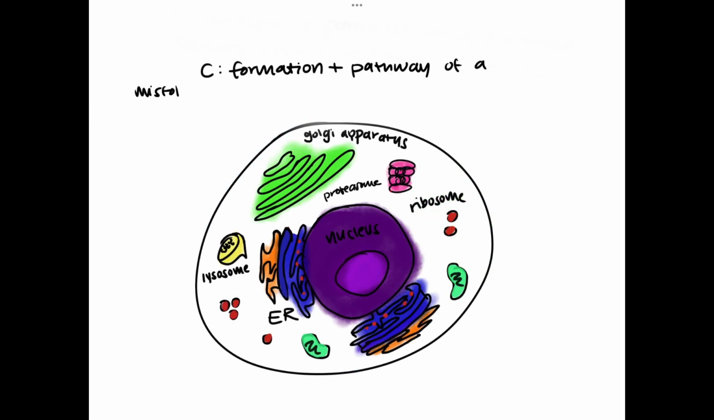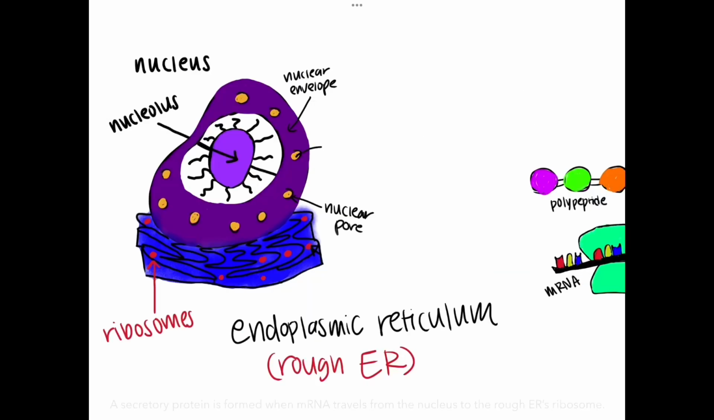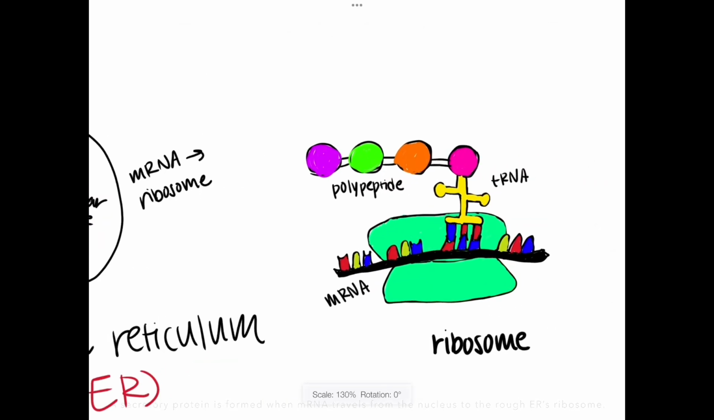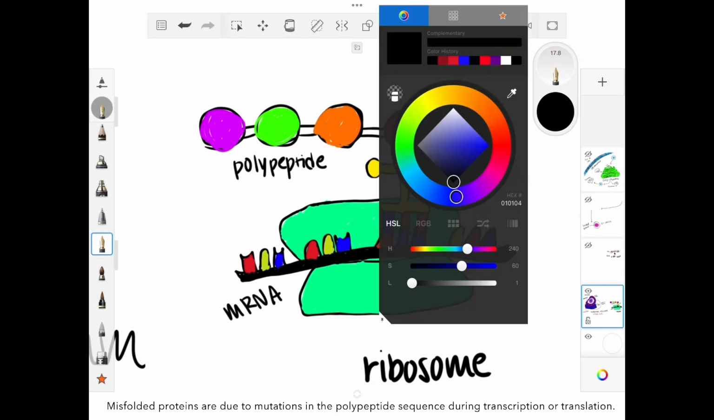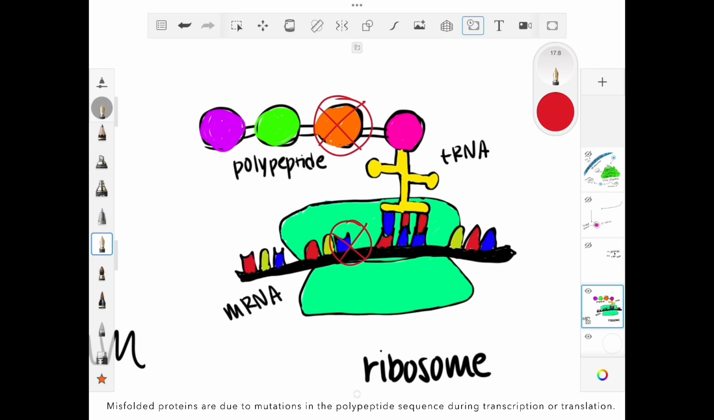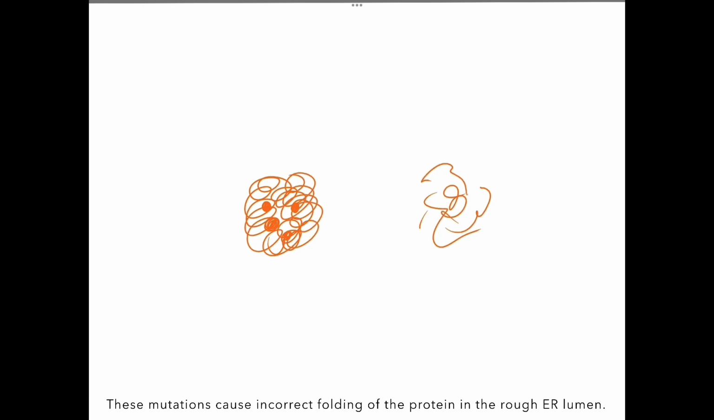Next, we have the formation and pathway of a misfolded secretory protein that is destroyed by the cell. A secretory protein is formed when mRNA travels from the nucleus to the rough ER's ribosome. Misfolded proteins are often due to mutations in the polypeptide sequence during transcription or translation. These mutations can cause incorrect folding of the protein in the rough ER lumen.